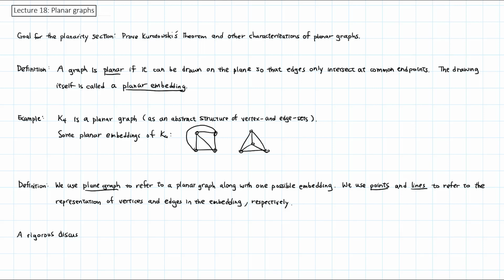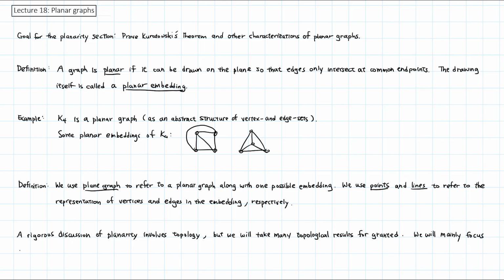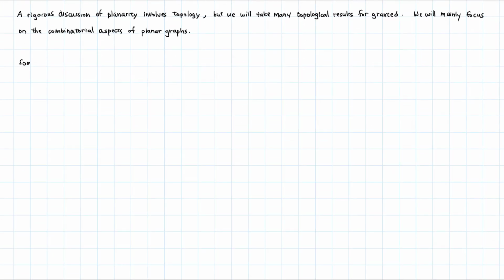Now, a rigorous discussion of planarity involves topology, but topological details are outside the scope of this course, so we will take many topological results for granted. We will mainly focus on the combinatorial aspects of planar graphs. We will give you a small taste of topology in the following definitions.